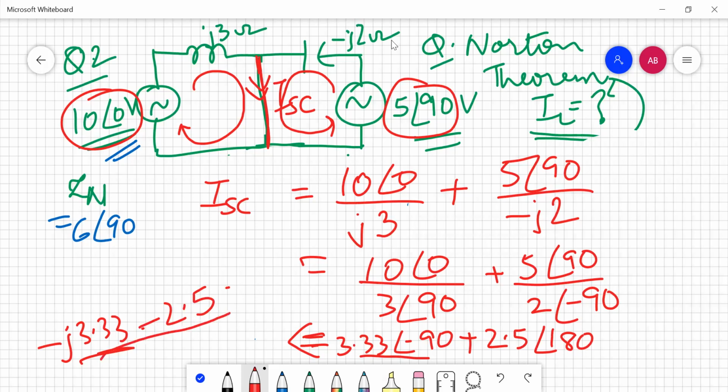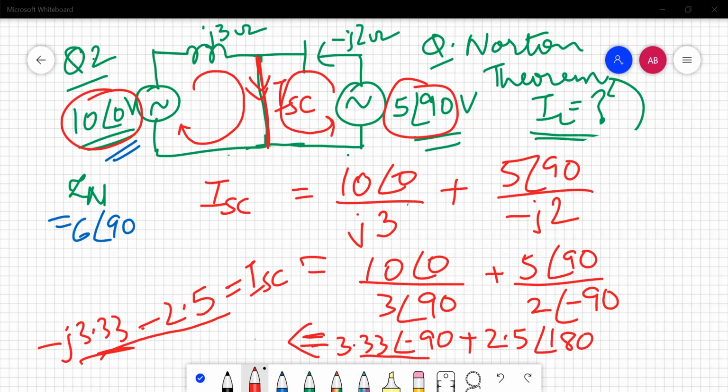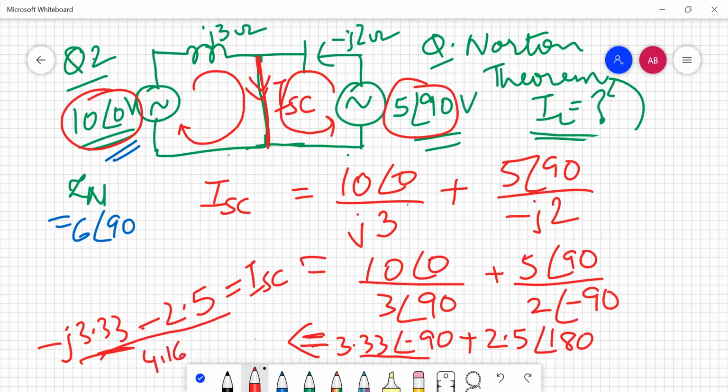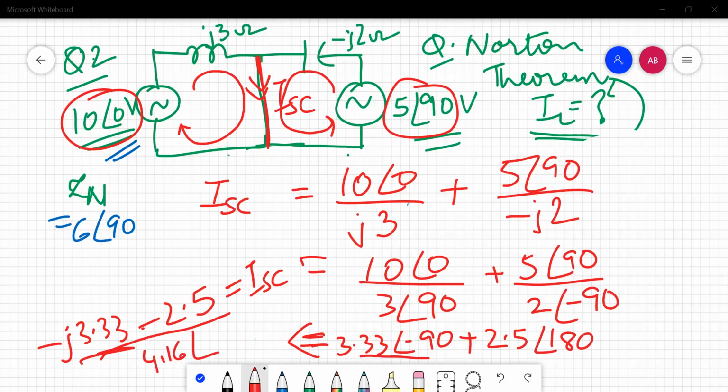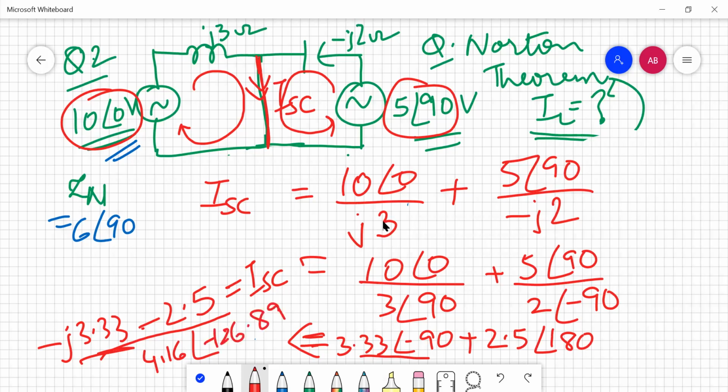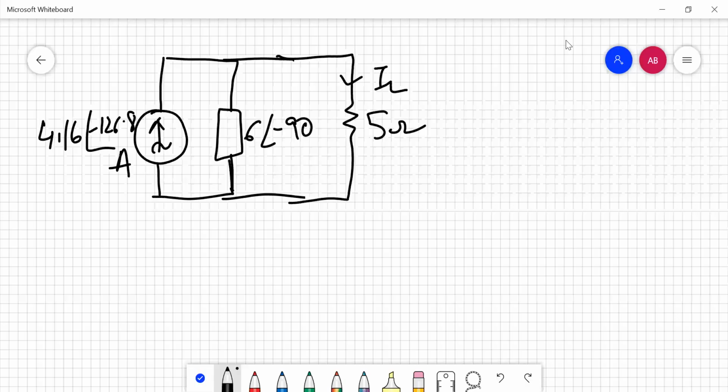So now converting this back into its equivalent polar form. If you want, you can convert, otherwise you can keep it as such. So let's convert it into its polar form. That will give me the value of minus 2.5 comma minus 3.33. That is the value of 4.16 angle minus 126.89. So this is the value of my ISC. So let's draw the circuit of the Norton's equivalent. I have drawn this Norton circuit, and now we need to find the current IL.